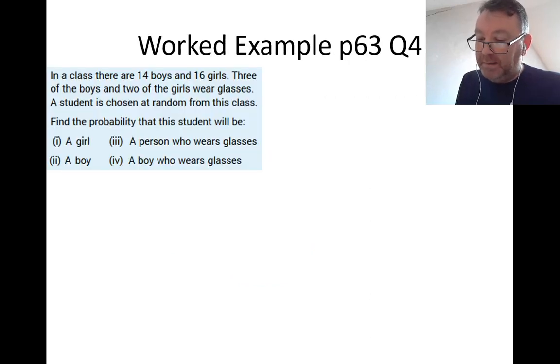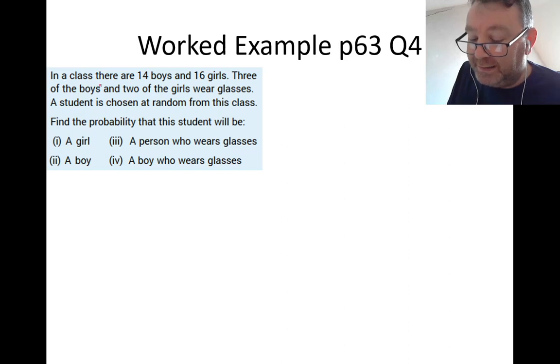Okay. In a class, there are 14 boys and 16 girls. 3 of the boys and 2 of the girls wear glasses. A student is chosen at random from this class. Find the probability that the student will be 1, a girl, 2, a boy, 3, a person who wears glasses, 4, a boy who wears glasses. This is a very straightforward question.